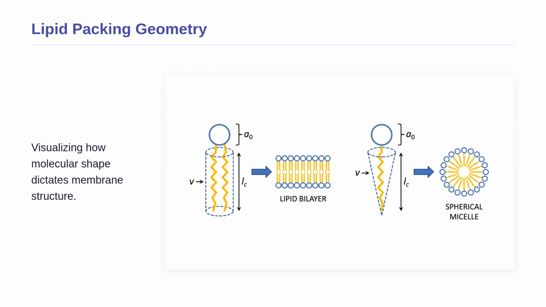Now look at the right side. This is the lysophospholipid, with only one tail. The shaded region shows it now forms a conical shape. When you try to pack cones together, they naturally curve, which is why the arrow leads to the spherical micelle structure. This diagram perfectly illustrates how microscopic dimensions dictate the macroscopic behavior of the cell membrane.